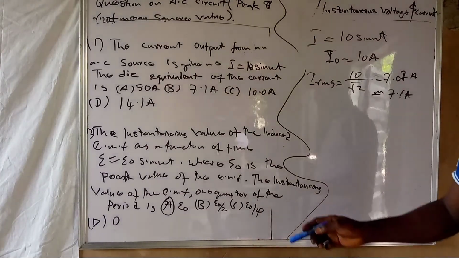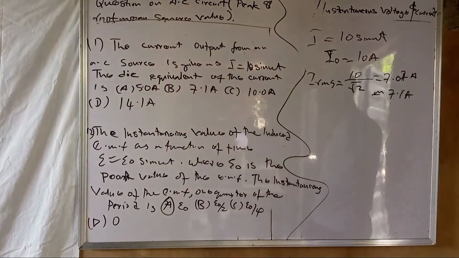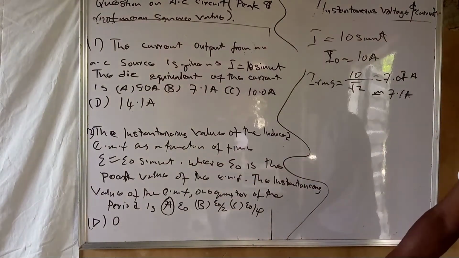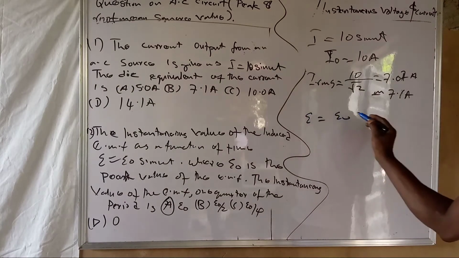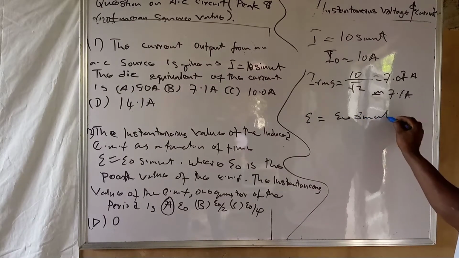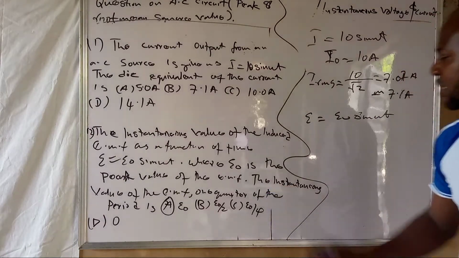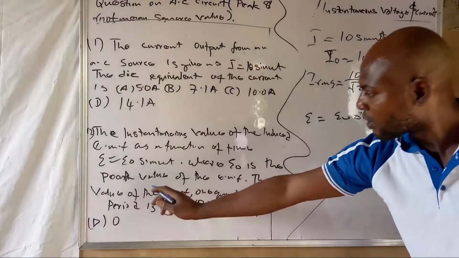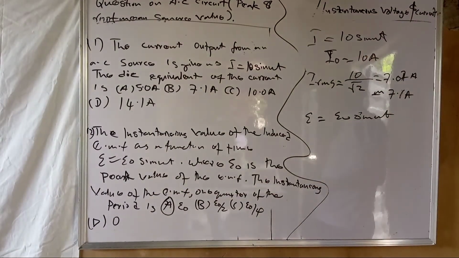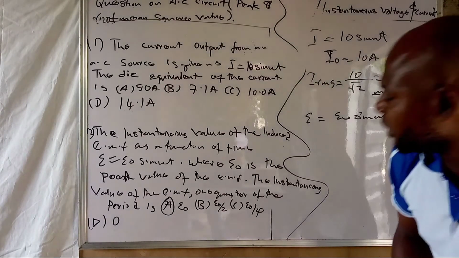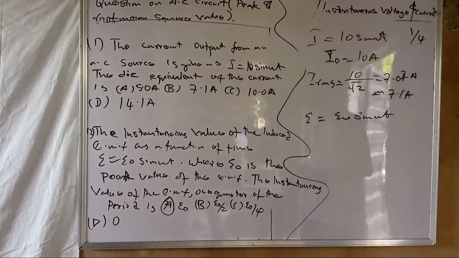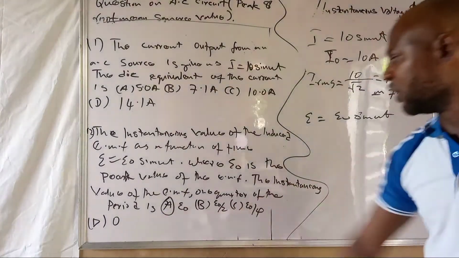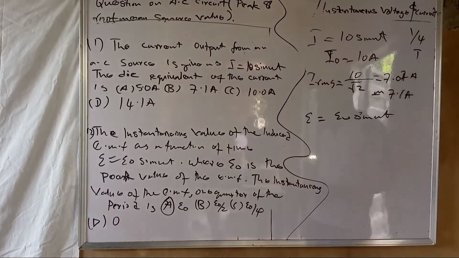Question number 2. The instantaneous value of the induced EMF as a function of time is E equals E naught sine omega t, where E naught is the peak value of the EMF. The instantaneous value of the EMF at 1/4, 1/4 means 1 over 4 of the period. One period is capital letter T.